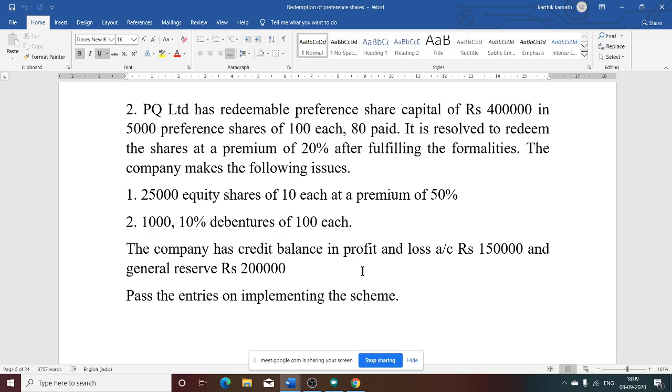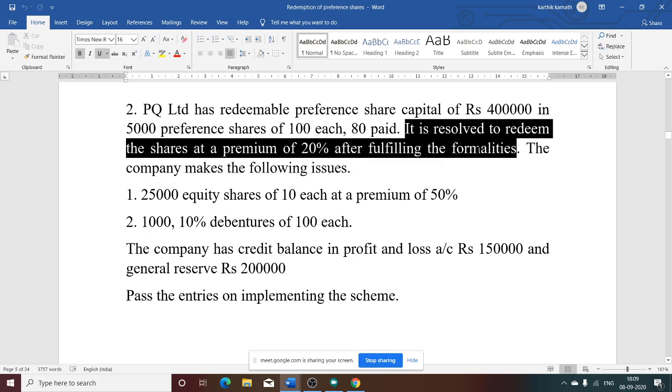So for conversion of preference share, what do you need to do? You need to make one call. What is that call? Final call. For the final call there is a journal entry. Then when the final call money is received, again there is a journal entry. So two additional journal entries will come in this problem. It is resolved to redeem preference shares at a premium, which is specifically given in the problem.